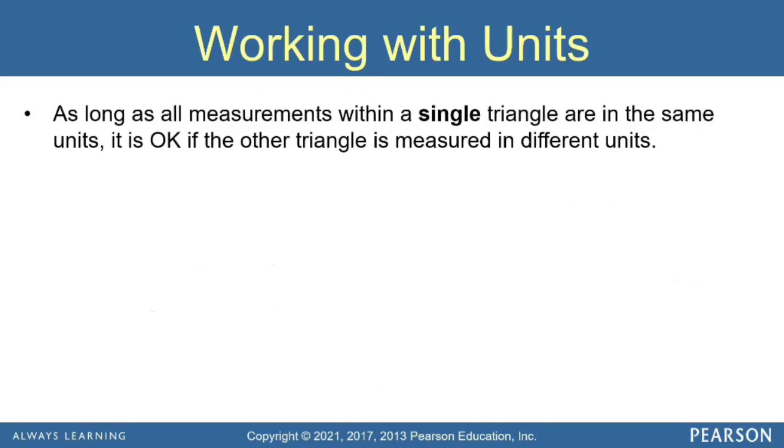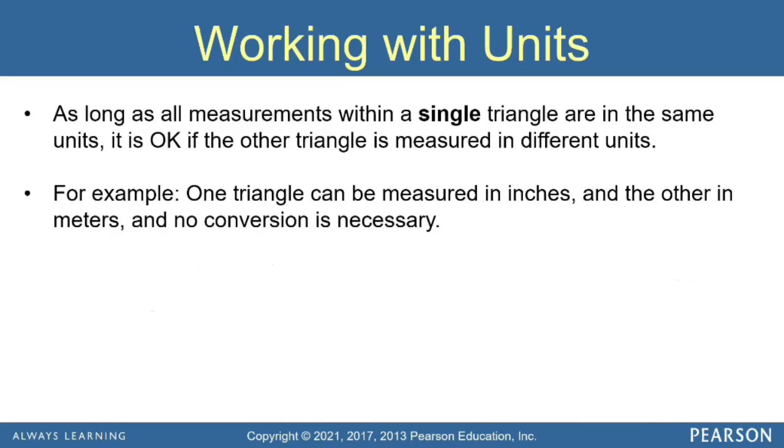Now, we haven't seen any examples with units yet. We haven't had any like inches, feet, or meters, or anything like that. So let's talk about units a little bit. As long as all the measurements within a single triangle are in the same units, it's okay if the other triangle is measured in different units. For example, one triangle can be measured in inches and the other one measured in meters, and no conversion is necessary.